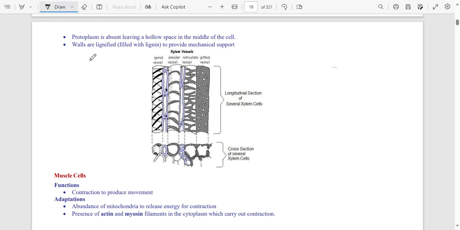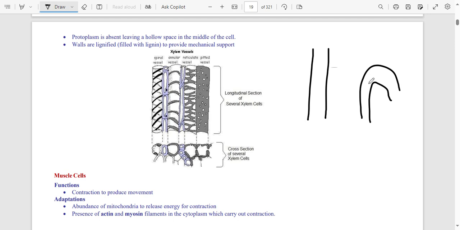And also the walls are going to be filled with lignin. Now remember I said that one function of the xylem cell is to provide mechanical support. The plant stands. The plant is not like this, it doesn't fall. If you look at the mango tree, it's not bent like that. That's called mechanical support. And what's responsible for that mechanical support is lignin. So the plant is lignified, and that provides mechanical support.